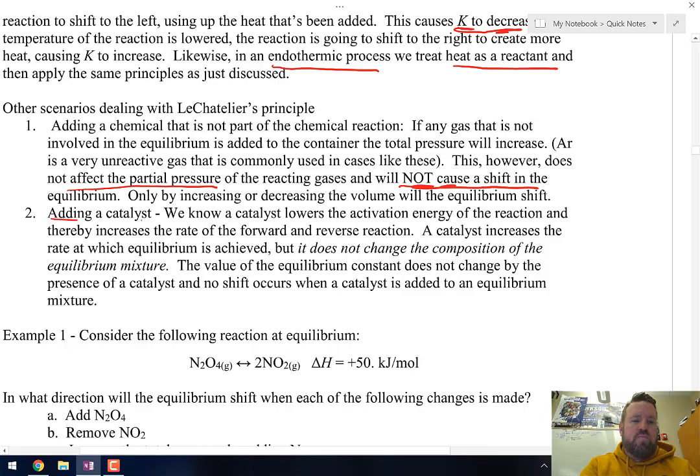Number two, if you add a catalyst. A catalyst, as we know, makes a reaction go faster by lowering the activation energy. It does not affect delta G, we learned.